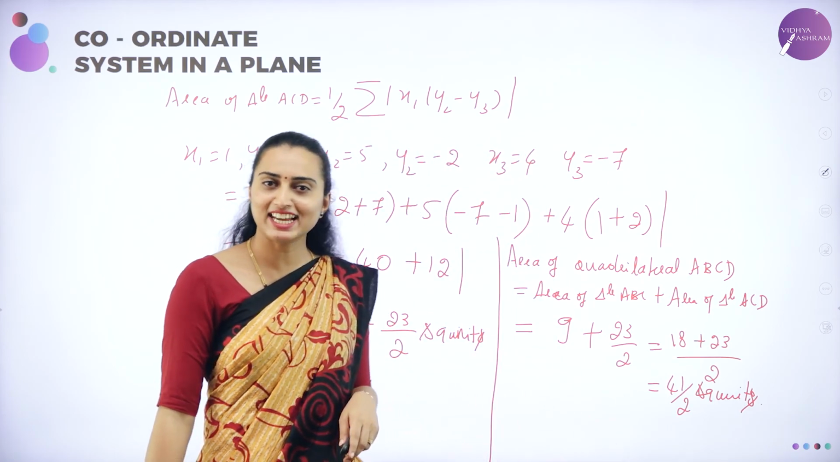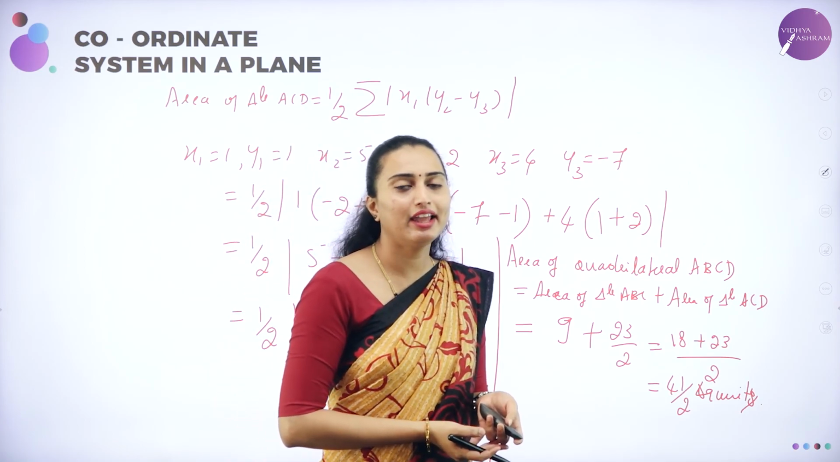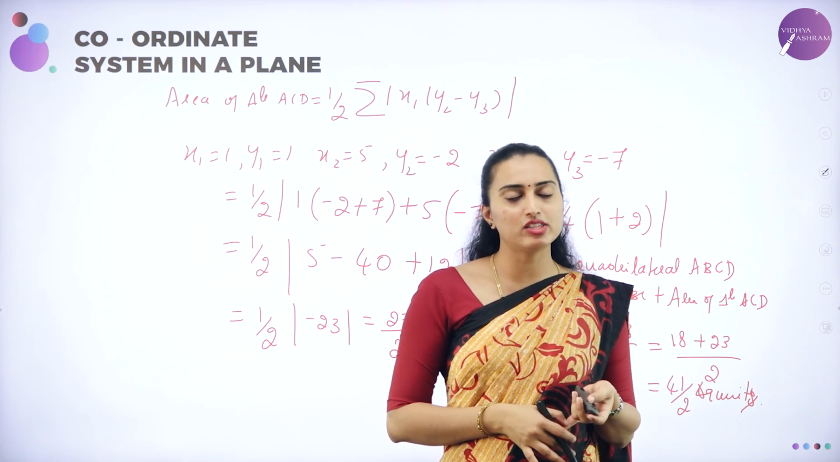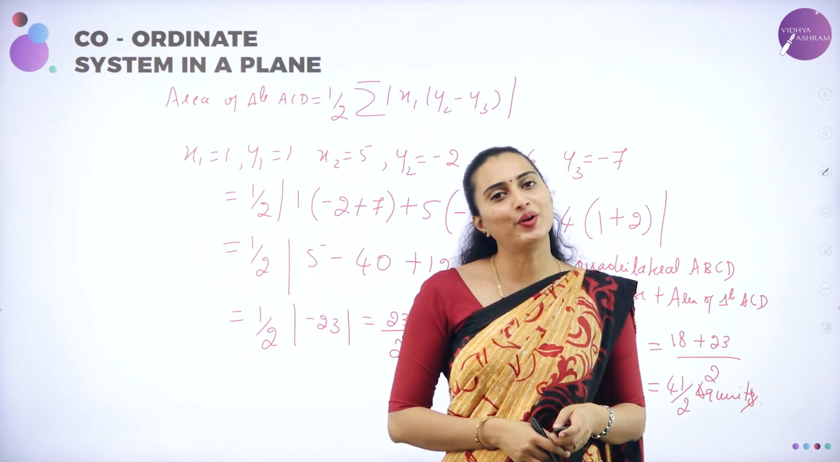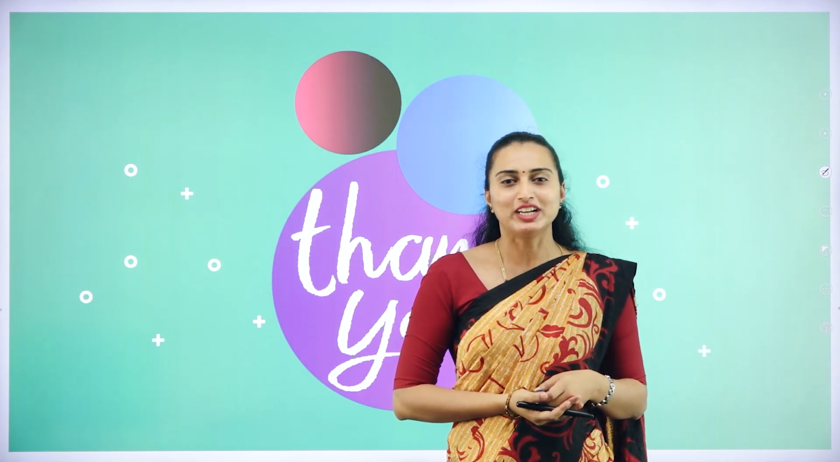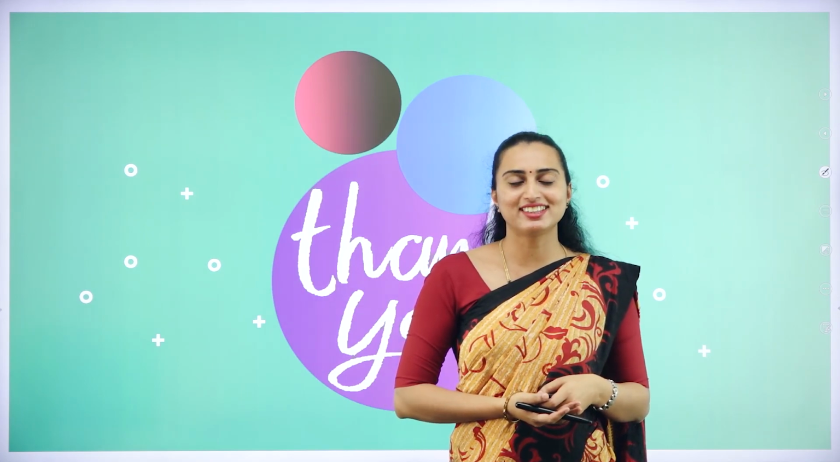Is that easier, dear students? So here we have learnt finding the area of a triangle, the area of a quadrilateral, and also proving that the points are collinear. Is that so easy, dear students? Okay, this finishes your session number 7, which is the last session of your coordinate system in a plane. Thank you, dear students. In the next session, we'll be moving on to chapter number 2, that is sets, relations and functions. Thank you.